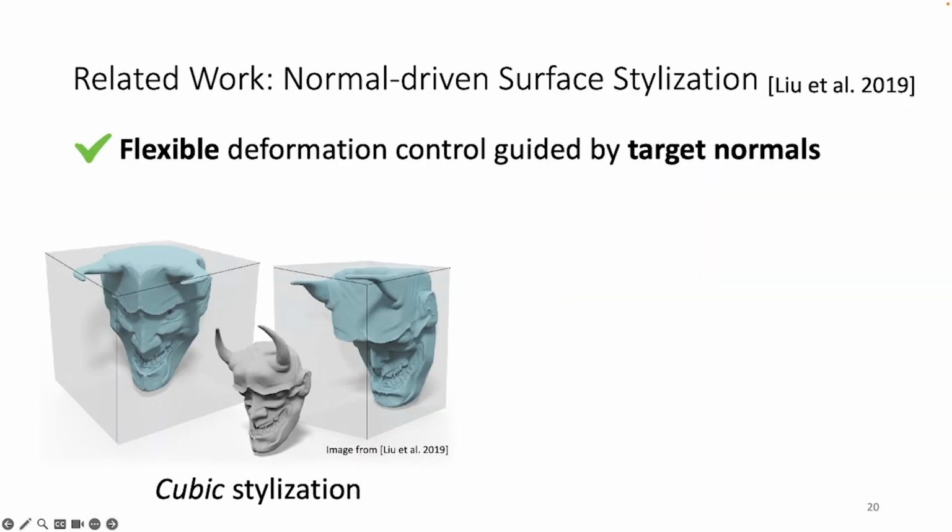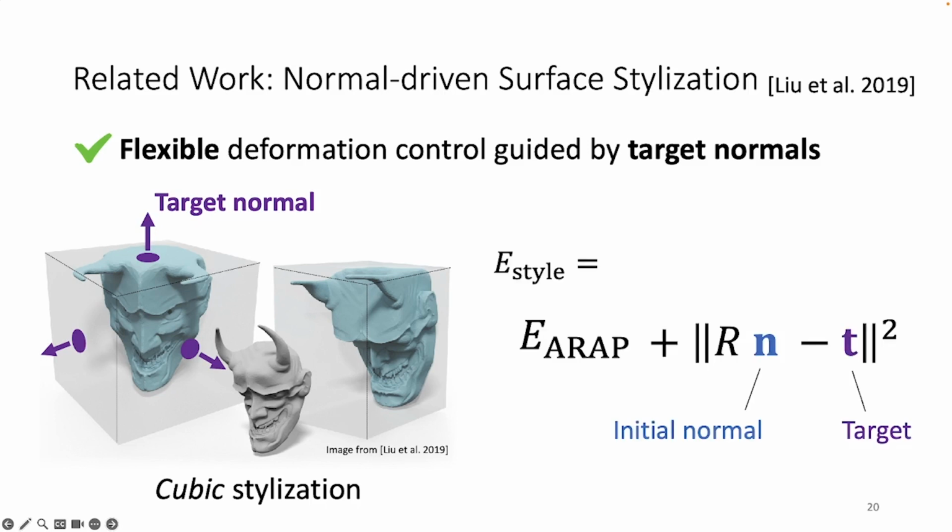There is a very inspiring work that addresses a more flexible style of geometry achieved by ARAP. Liu and Jacobson allow the user to specify target normal directions to achieve various geometric stylization effects. They minimize the ARAP plus normal constraint to align the initial normal to the target direction, which creates a funny cubic stylization effect like this.